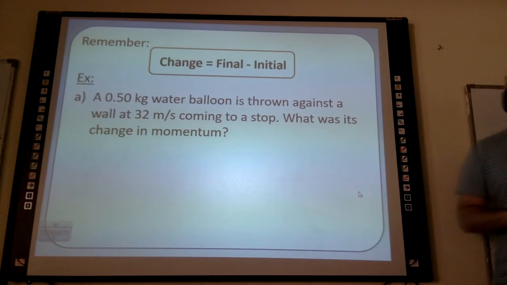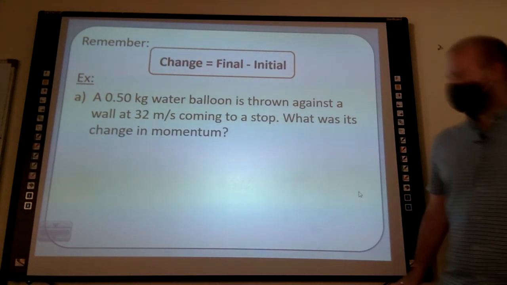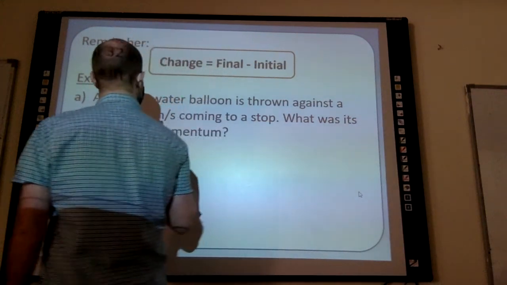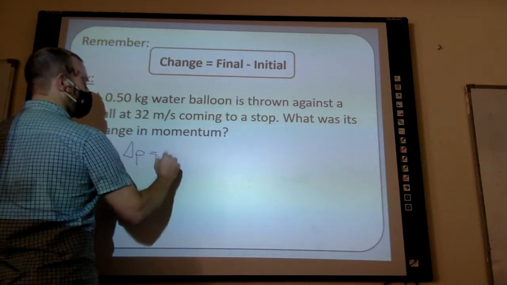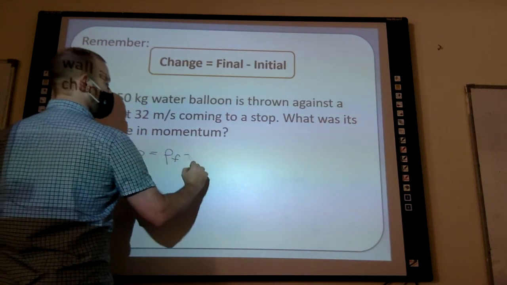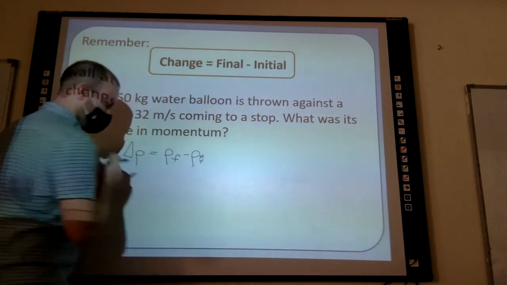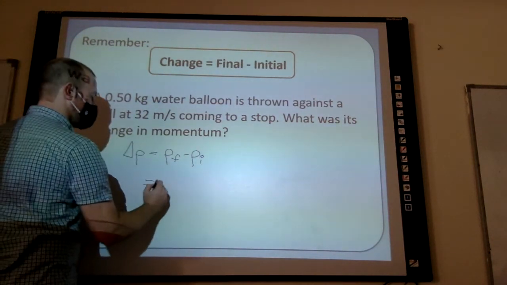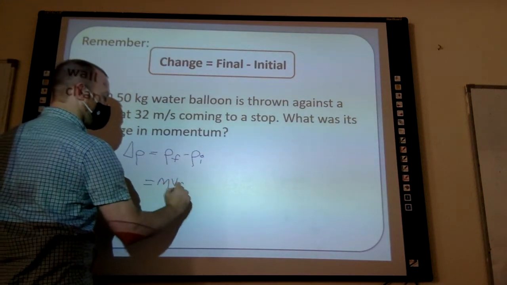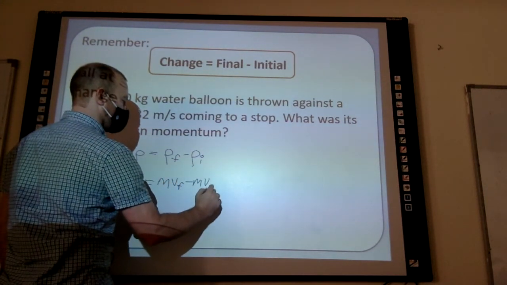So if I'm dealing here with a water balloon that's thrown against a wall, we want to know what's its change in momentum. So if I'm dealing with change in momentum, I'm going to have momentum final minus momentum initial. So I can calculate both of these. I know what momentum is, mvf minus mvi.